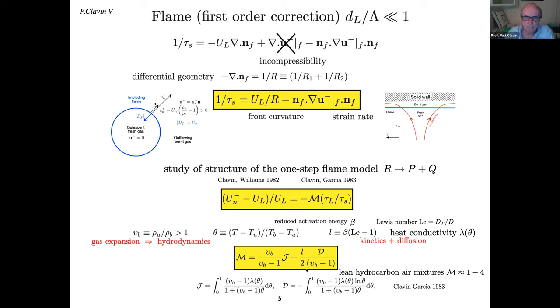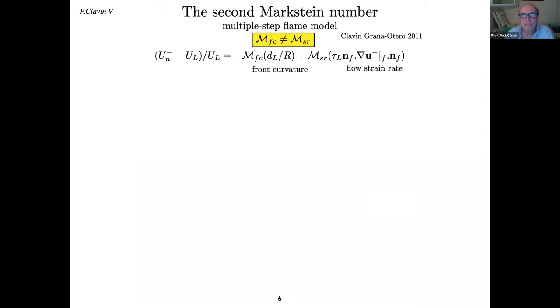This, as you see, this result was obtained 20 years ago, almost. No, 40 years ago. 40 years ago. And more recently, we did the same analysis, not with a one-step model, but I will explain that later on, but with a multiple-step flame model, and in that case, we found a different Markstein number for the curvature and for the strain, the stretch rate. SR is the Markstein number for the strain stretch rate, and C is for the curvature, you see. So you do not have the same Markstein number.